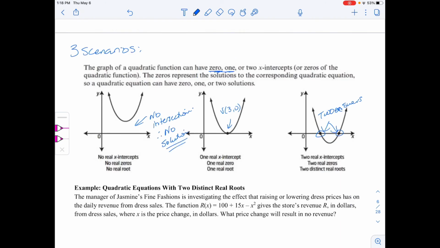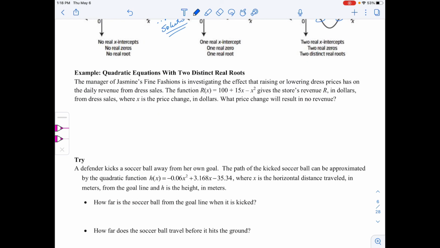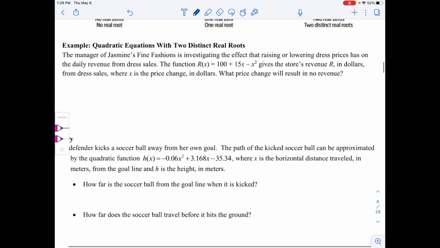All right, let's look at the next one. This is probably a little bit of a problem-solving one. This next example says quadratic equations with two distinct real roots. The manager of Jasmine's Fine Fashions is investigating the effect that raising or lowering dress prices has on the daily revenue from dress sales. The function r of x equals 100 plus 15x minus x squared gives the store's revenue R in dollars from dress sales, where x is the price change in dollars. What price change will result in no revenue?